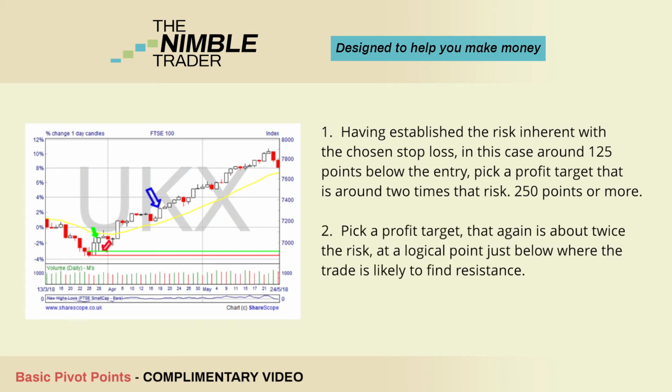Another way is to arbitrarily pick a profit target that's about twice the risk, but do it at a logical point just below where the trade is likely to find resistance. Look back at the cascade, look for some consolidations, and see where is there likely to be some resistance to the new up move. So put a profit target just below where that resistance is likely to be, take it there.